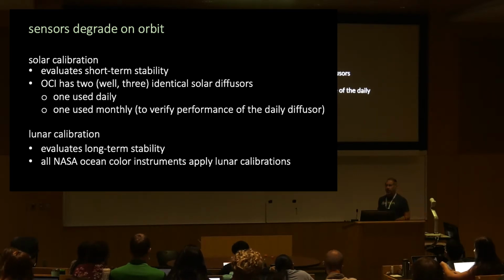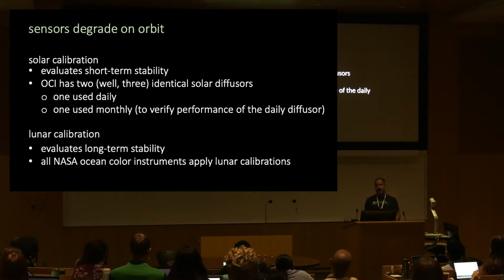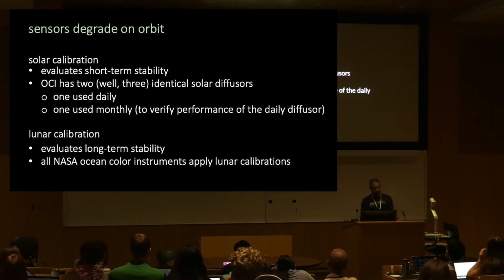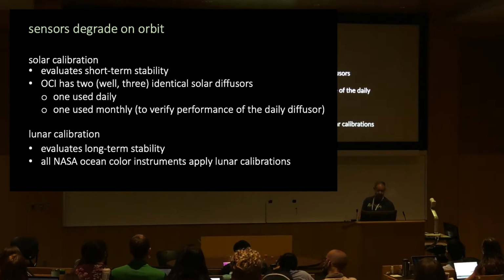The reason for the second one is to track degradation of the first one. First one's getting exposed to the sun every single day. The monthly one will be once a month, and so by doing so, you can actually get some sense of how their performance is changing over time. Then you have the lunar calibration. This is intended for long-term temporal calibration.